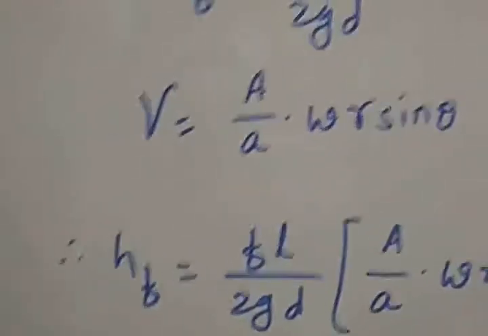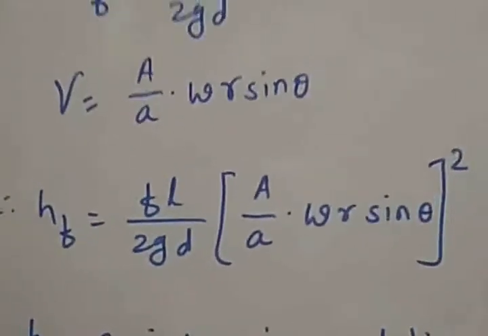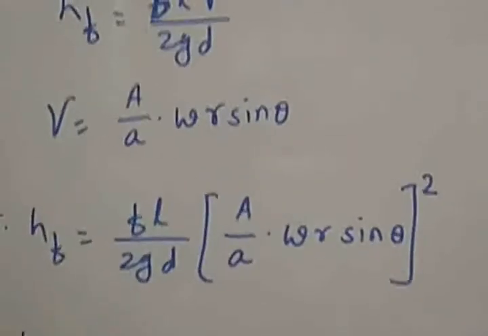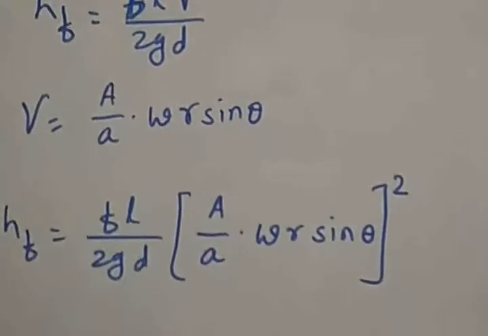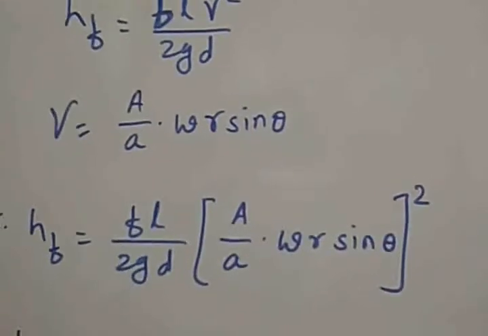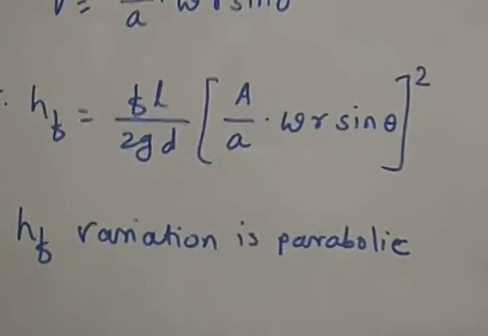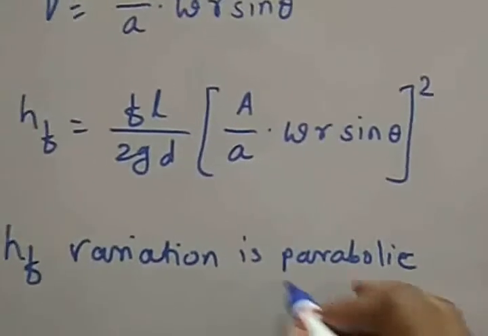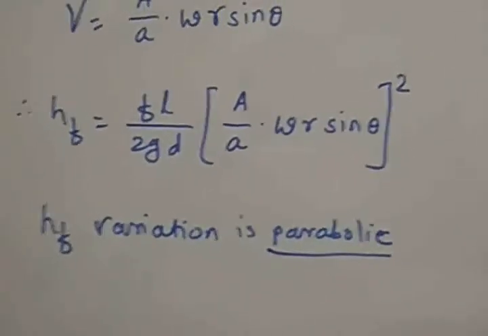Hence, if I put the value of V in the equation, I will get HF as FL upon 2GD into (A by a omega r sin theta) whole square. As you see, there is a square. The variation of this HF with theta is parabolic. So now we'll see what is this particular effect.